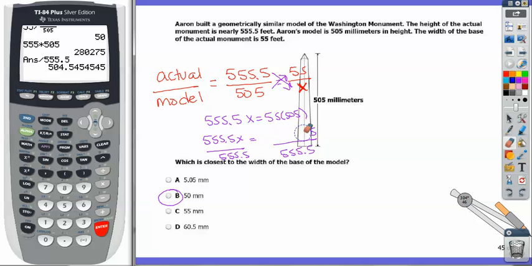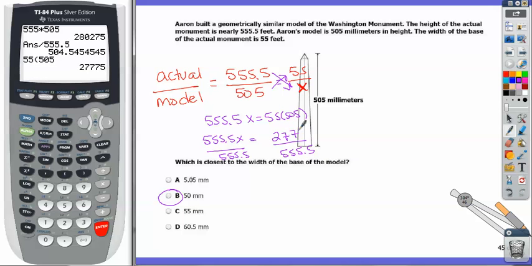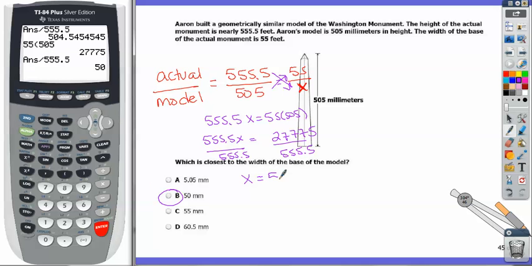And notice I knew my answer choice wasn't there. And part of it is my calculator just works way too fast on me. 55 times 505 is 27775. I divide that by 555.5, and I get 50. Which is what I got. So let's move on to the next one.